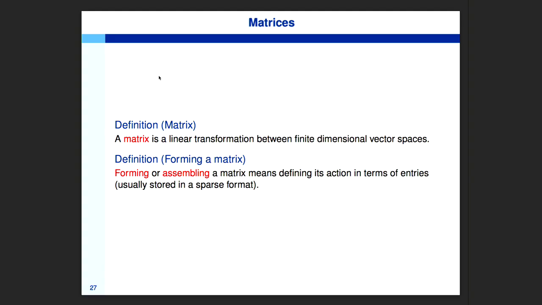So matrices work in a way that's similar to vectors. In general, a matrix is a linear transformation between finite dimensional vector spaces. And by forming or assembling a matrix, what we mean is that we're then able to define its action in terms of entries of the matrix, which typically is stored in a sparse format for PDE-based problems.